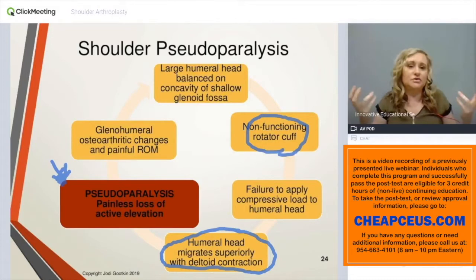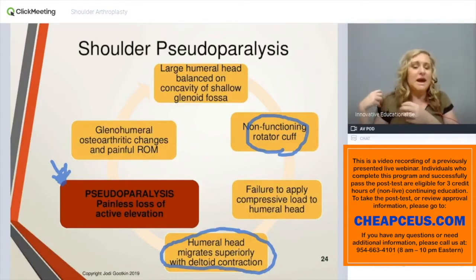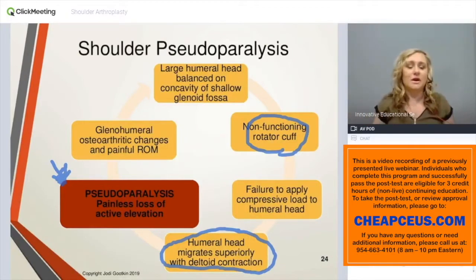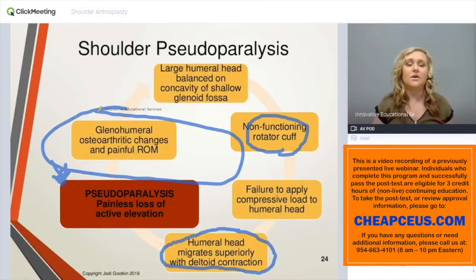It looks like they have a pseudoparalysis, like they can't move that arm, but that's not the case. The muscle may be intact, the deltoid, but they can't move because of the joint incongruency. And then what happens over time is it leads to significant arthritic changes and a non-functional extremity for that individual.